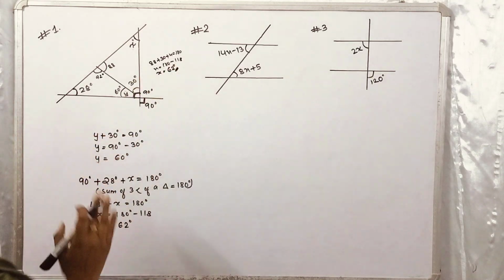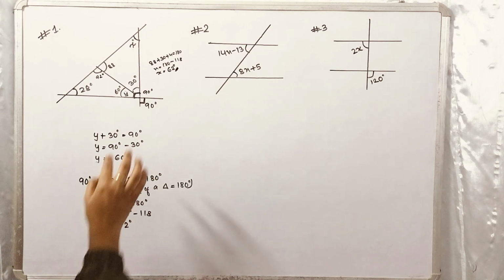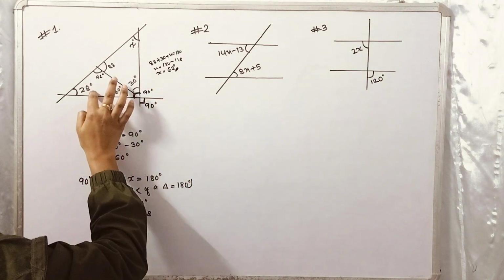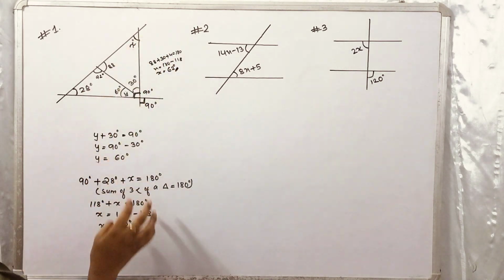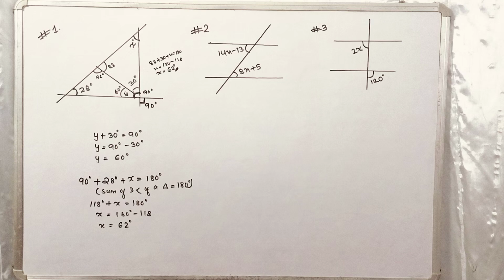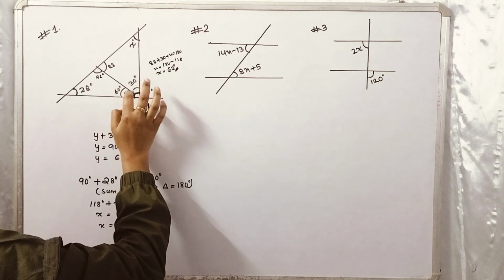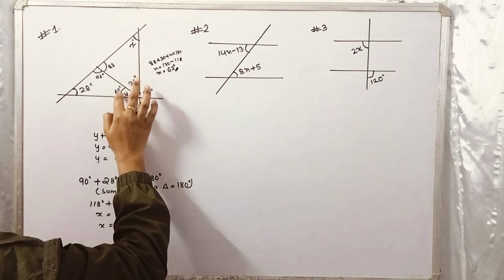So see, there are two processes of doing this. I taught you both of these. Firstly, you will directly take out the answer, that is 28 plus 90 plus x is equal to 180 degree. So you will get 62. Again, in the next process, if this is 90 degree, this whole will be 90. So 90 minus 30 is 60. So this angle will be 60.